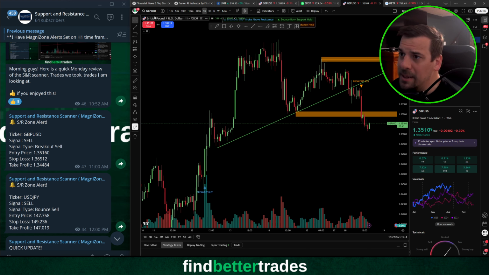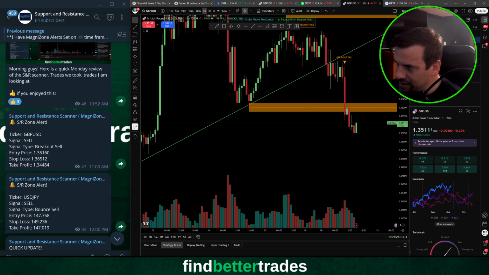Let's go to the recent pound dollar. So you see over here, pound dollar sell. So we had a sell breakout at 1.3516. So that's right here, at this level, a nice sell breakout.